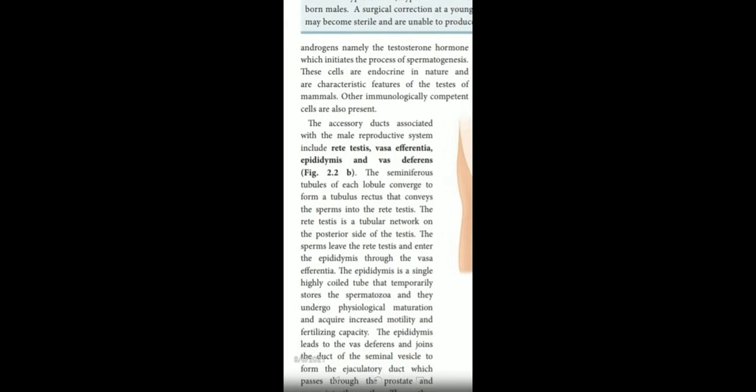The next one is the accessory ducts associated with the male reproductive system. What are the accessory ducts? Associated means present in or joined with the male reproductive system. They are the rete testis, vasa efferentia, epididymis, and vas deferens. Next, we'll see them one by one.